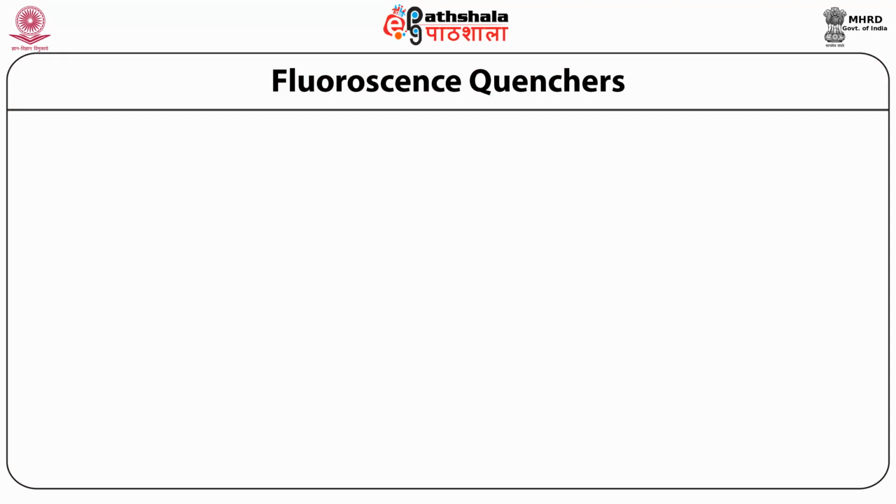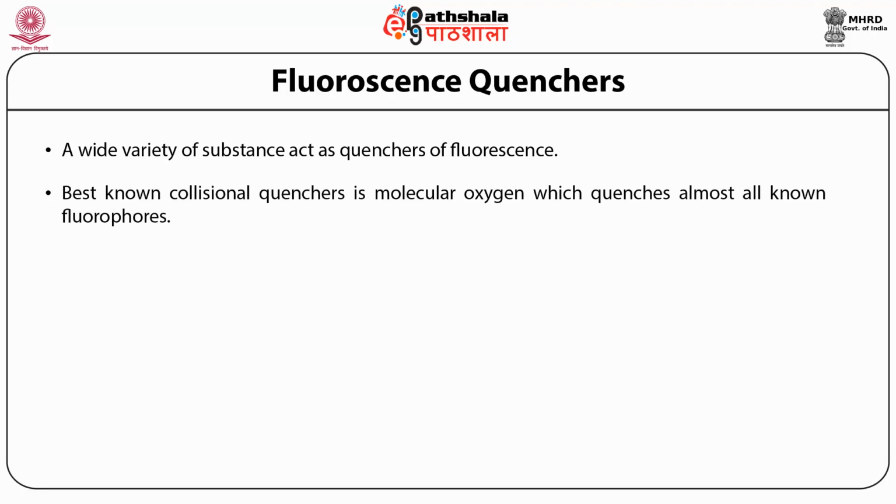Fluorescence quenchers. We already know what fluorescence quenching is. We have also discussed the same in the last module. Fluorescence quenchers are those substances which act as quenchers of fluorescence. It means they block the fluorescence or they reduce the fluorescence. Best known are collision quenchers, as we already know. And among the best collision quenchers is molecular oxygen, which quenches almost all known fluorophores.